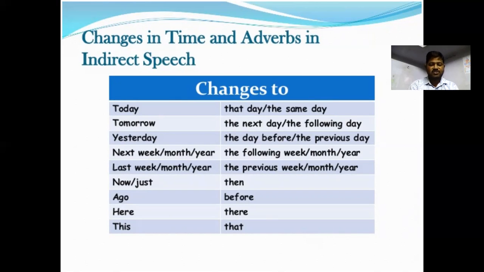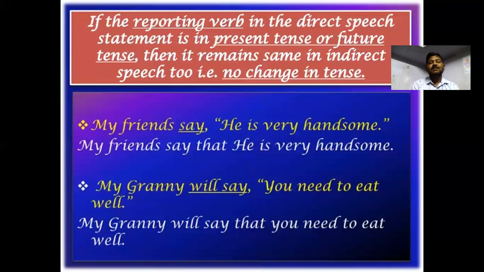Now becomes then. Ago, before. Here, there. This, that. Like that, we can see the changes of adverbs according to the reporting speech. If the reporting verb in the direct speech statement is in the present tense or future tense, then it remains the same in indirect speech, that is, no change in the tense.